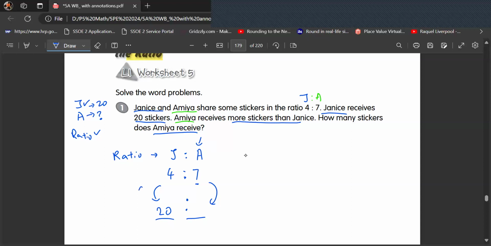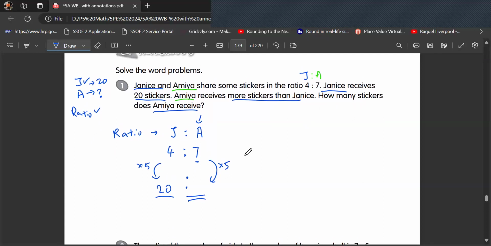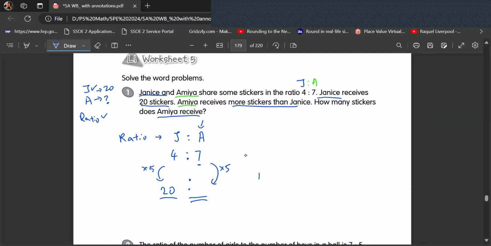So this one, like how Pranavika explained, quite straightforward, 1 step solve. Right? Okay, right? Easy, right? Okay. That's about it. That's the answer already. So Amia has 35 stickers.